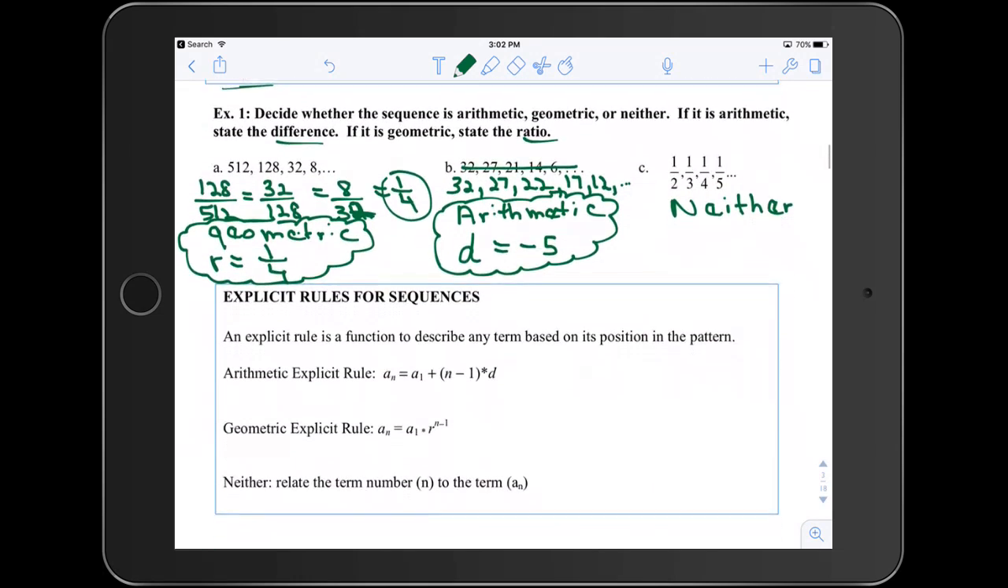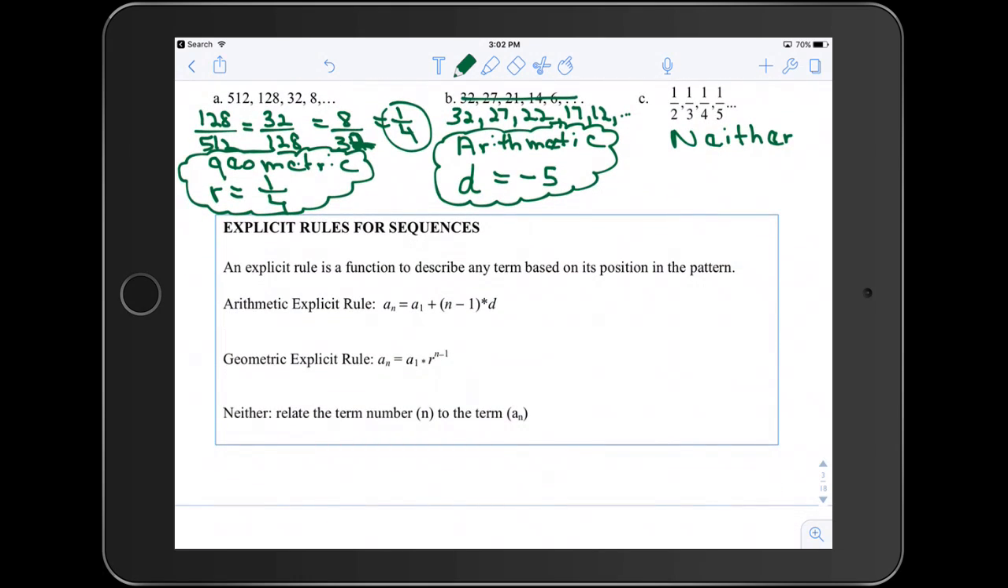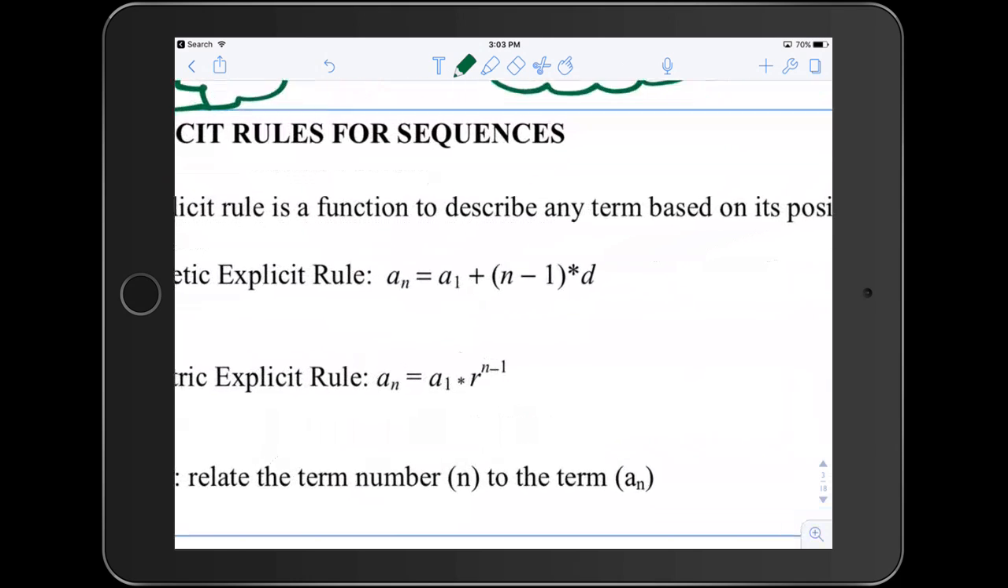Now let's talk about how we come up with the rules. It says explicit rules for sequences. An explicit rule is a function to describe any term based on its position in the pattern. That's very, very fancy verbiage. But really, especially arithmetic, it's bringing up the idea of y-intercept and slope. It's connecting right to your linear algebra. And geometric rules are completely related to the growth and decay that we just got done doing. So let me talk about the arithmetic first of all.